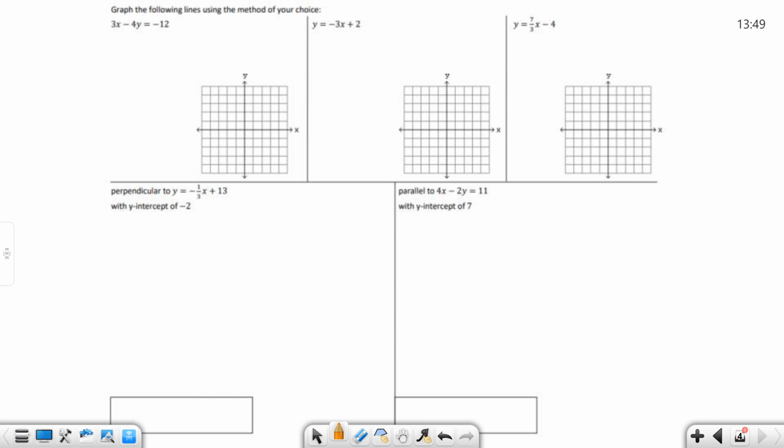Then we're going to graph these 3 lines and then talk about the equation of the last 2. So if we graph this first one, this is in what we call standard form, ax plus by equals c. So again, to do this, x-intercept and the y-intercept will be the best way to do this.